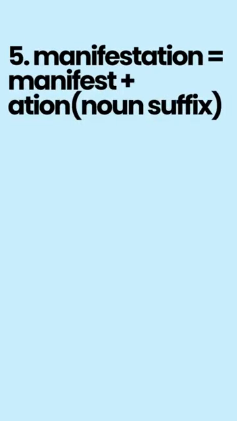5. Manifestation: manifest, -ation noun suffix. Definition: an event, action, or object that clearly shows or embodies something; the act of displaying or showing. Example sentences.